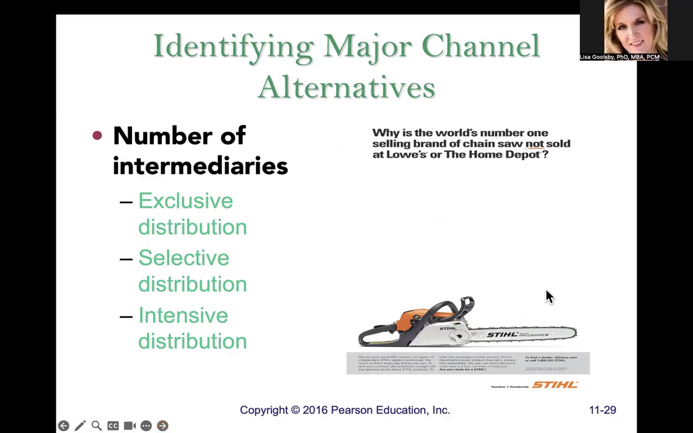So, this is a good example. You see the Stihl chainsaw, the world's number one selling brand of chainsaw, is not sold at Lowe's or Home Depot. So if you have some kind of selective or exclusive distribution, you know that your product can only be purchased from a particular retailer, and a lot of times that happens when you need to customize a product or you want to have really good attention to detail in the selling of the product.